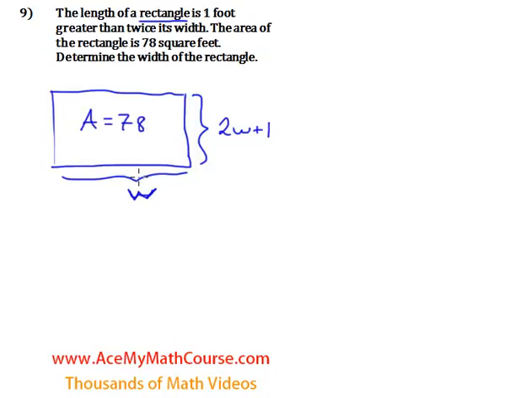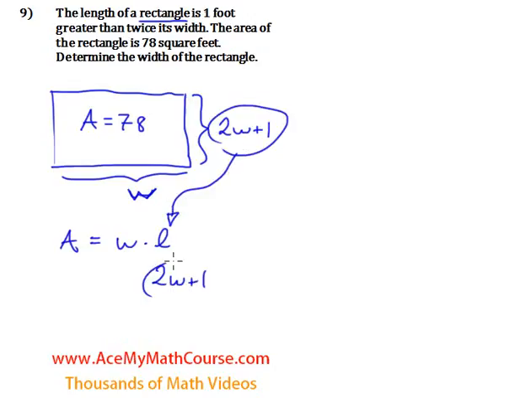Great. Now let's determine the width of the rectangle. Now we know that the area of a rectangle is the width times the length. In this case, the length is 2W plus 1. We have W right here, multiplying. And the area we know is 78. So if we solve for this, we will know the width.